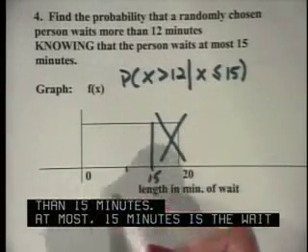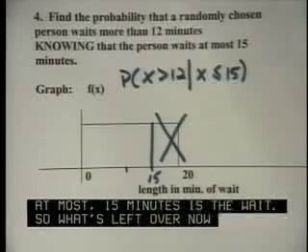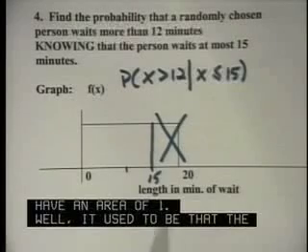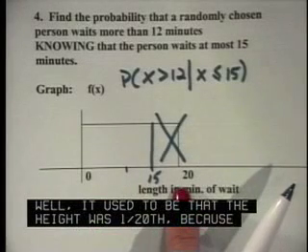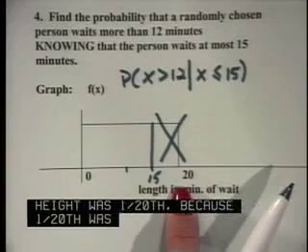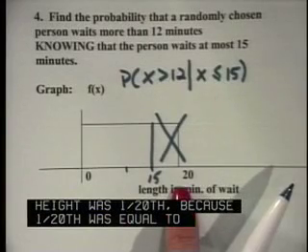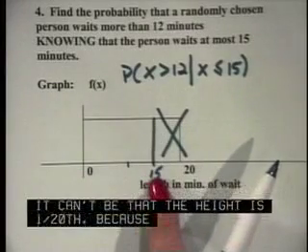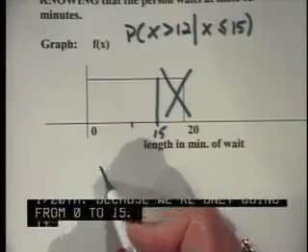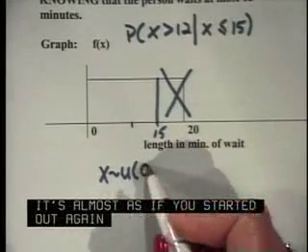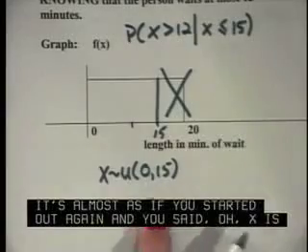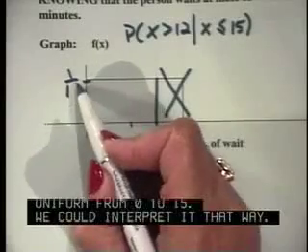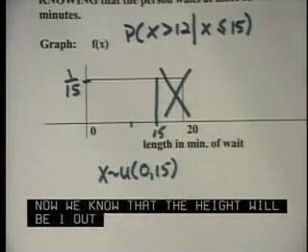So what's left over now has to have an area of 1. Well, it used to be that the height was 1/20, because 1/20 times 20 is equal to 1. But now we see, no, this doesn't make sense. It can't be that the height is 1/20, because we're only going from 0 to 15. It's almost as if you started out again and you said, oh, x is uniform from 0 to 15. We could interpret it that way. So now we know that the height will be 1 out of 15, not 1 out of 20.